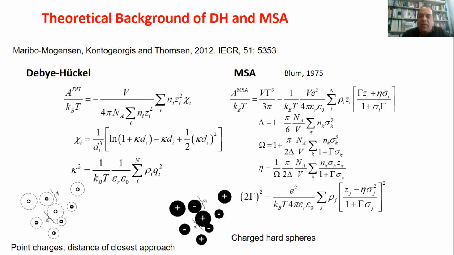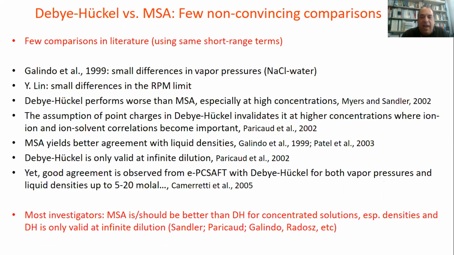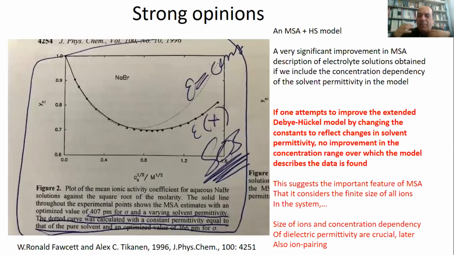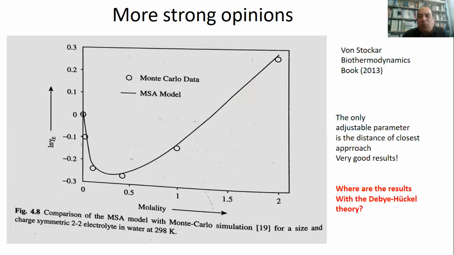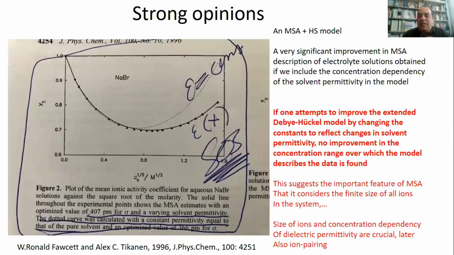Is it the Debye-Hückel theory or the MSA, the mean spherical approximation? And we very often read in the literature how MSA is so much better than the Debye-Hückel. And when I read that, my question is, compared to which Debye-Hückel? And I read papers again and again, for example by Fawcett and Tikkanen, or by von Stocker here, presenting the MSA as so much better than the Debye-Hückel.